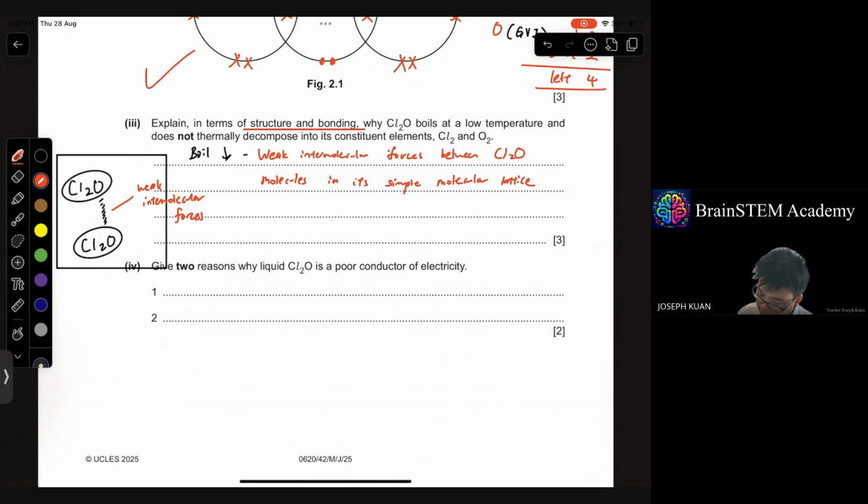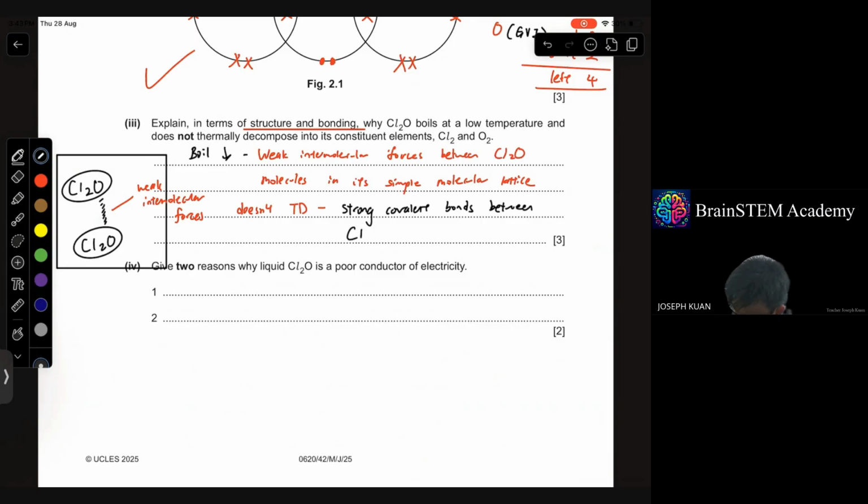Okay, then why does it not thermally decompose? Well, as I told you earlier, the strong covalent bonds. So the reason why it doesn't thermally decompose, of course in the exam, write in full, is the fact that there are strong covalent bonds between Cl and O atoms in each Cl2O.